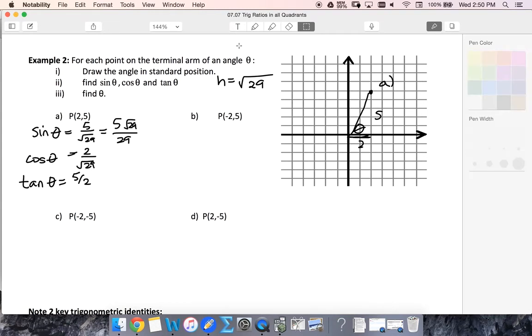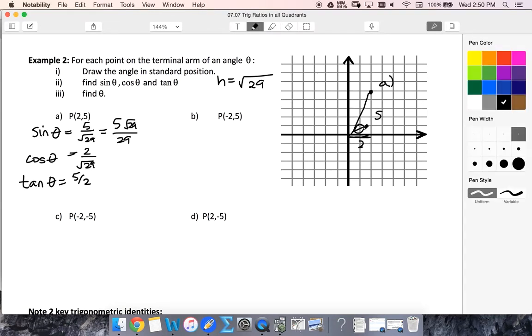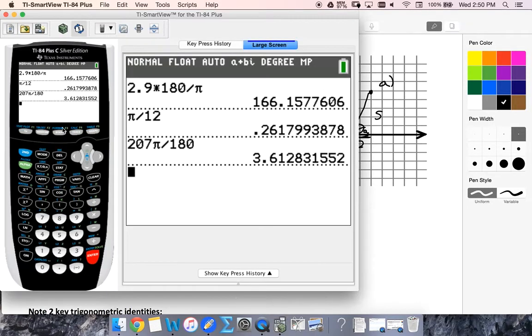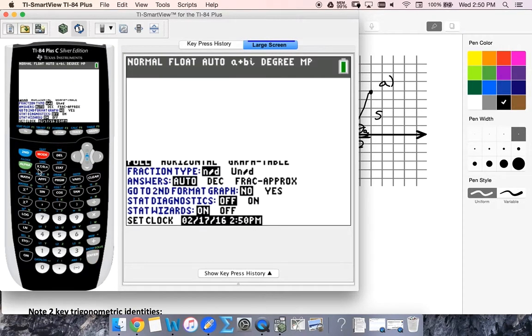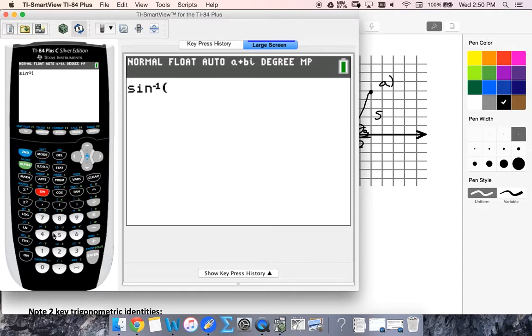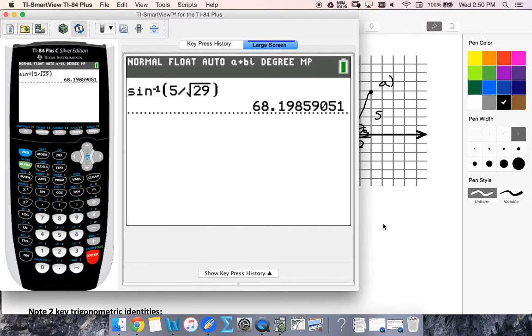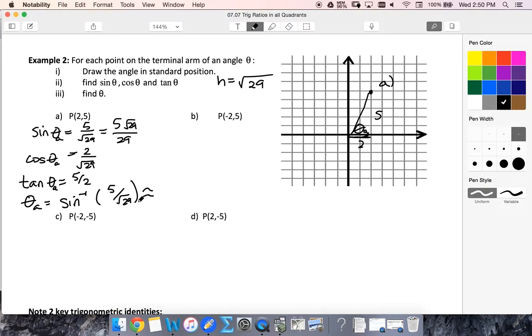Okay, so I can use any of these to find theta. And I'm actually going to call this theta A because this is my angle for problem A. So theta A, I'm just going to say is sine inverse of 5 over root 29. And that's about, let's see here, make sure of our mode. Yes, we're in degrees. So sine inverse 5 over root 29, 68.2 degrees, that looks about right.